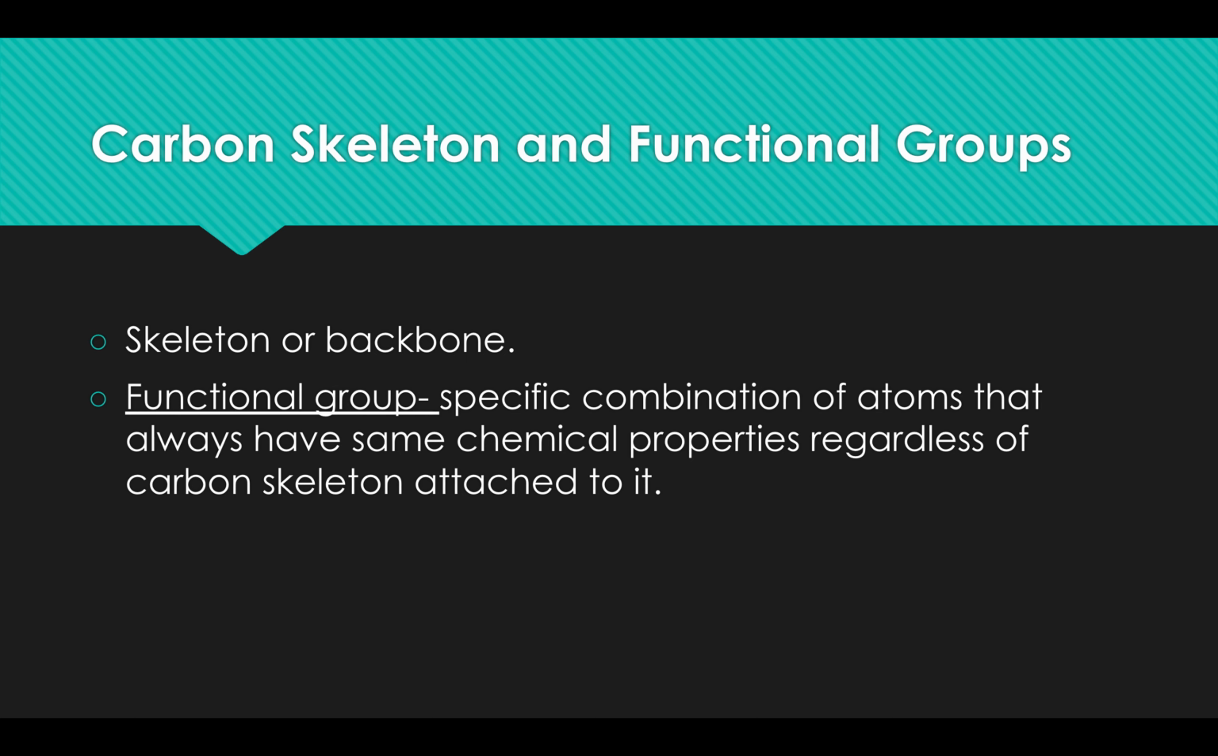So they call it a carbon skeleton, and then you add functional groups to it to make it different. So this is a skeleton or a backbone, and then the functional group definition is a specific combination of atoms that always have the same chemical properties regardless of the skeleton it's attached to. So you might have an alcohol that's attached to it, or a carboxyl group, or things like that.